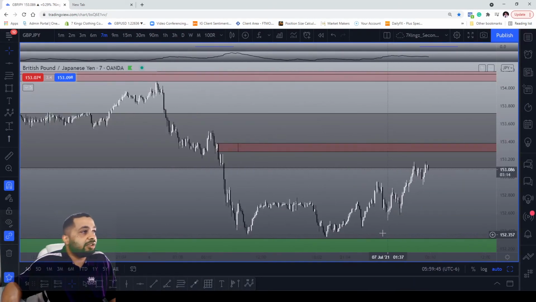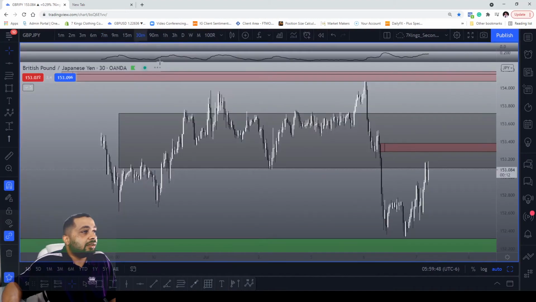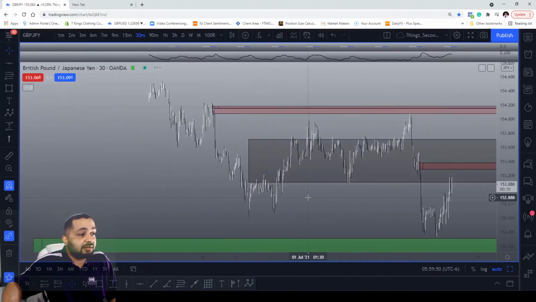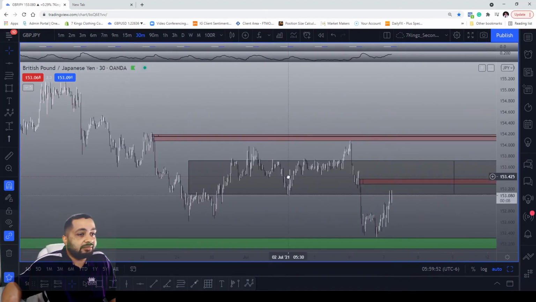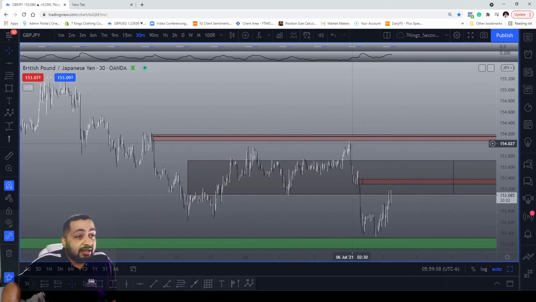Again, these are British pairs, so you're going to see somewhat similar characteristics. We have a supply zone up here that we barely touched, and that lets us know that there is definitely some good supply up here. And then we have a level on top of a level, so this zone is still alive, definitely.